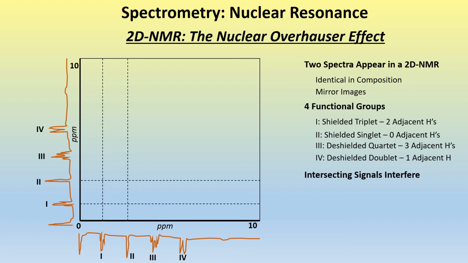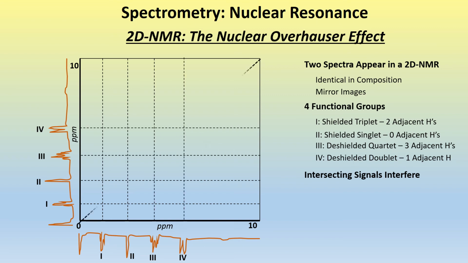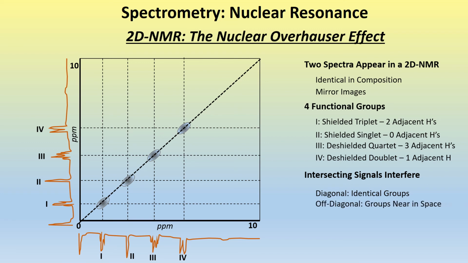The signals from the two NMRs, one taken from the x direction and one from the y direction, interfere with each other. Along a diagonal, identical groups appear. 1 crosses with 1, 2 with 2, 3 with 3, and 4 with 4. However, the off-diagonal groups are the ones that are interacting through space. As you can see, this graph is symmetric.